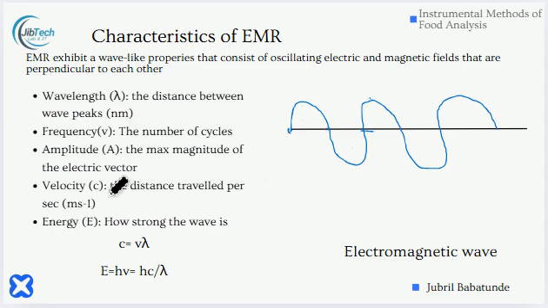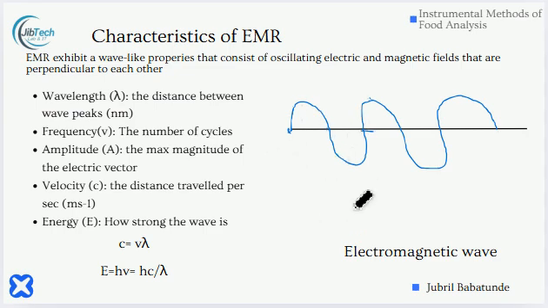So velocity c is the distance traveled per second. Velocity is just the distance traveled by the wave. When the wave starts its journey from this point and ends at this point, the distance from here to this point, in seconds, is the velocity. How long does it take this wave to move from this point to this point? That is the velocity. The distance traveled per second is the velocity, and the energy is just how strong the wave is.